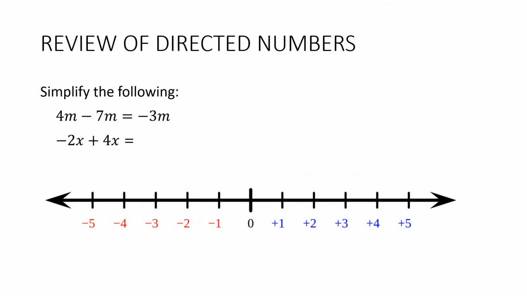Here's another one. Negative 2x plus 4x. Let's start at negative 2 and add 4. 1, 2, 3, 4. Answer 2x.